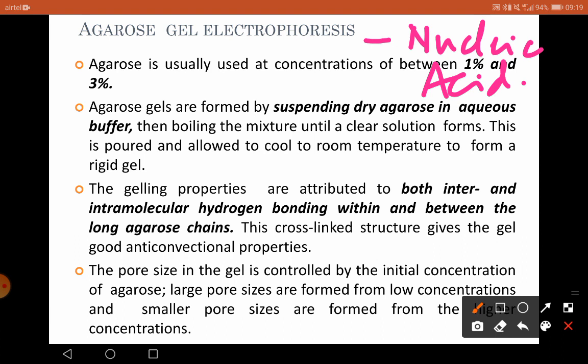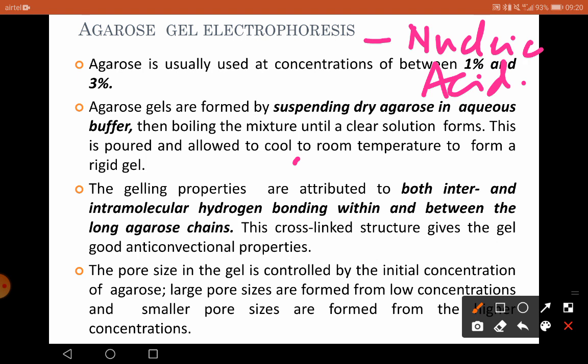Agarose gels are formed by suspending dry agarose powder in aqueous buffer, then boiling the mixture until a clear solution forms. This is poured and allowed to cool to room temperature to form a semi-solid or rigid gel, depending on the percentage of agarose used. The lower the percentage, the greater the porosity of the gel. The higher the percentage of agarose, the more the porosity decreases.